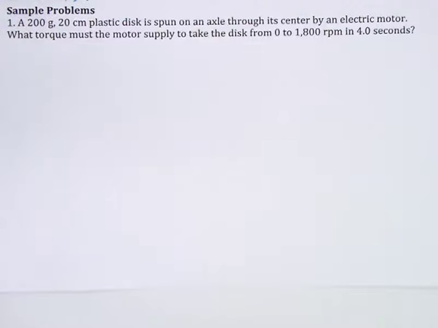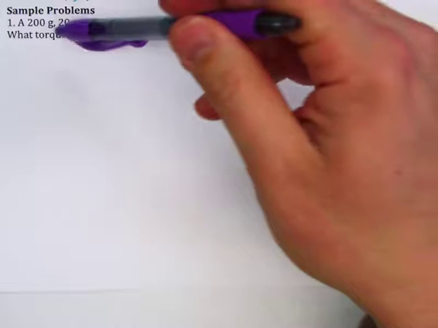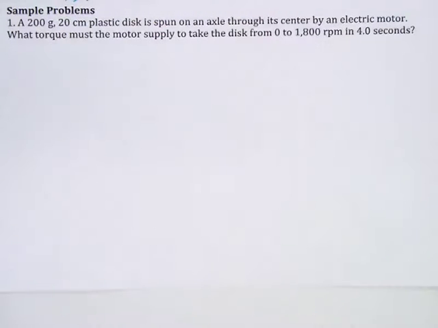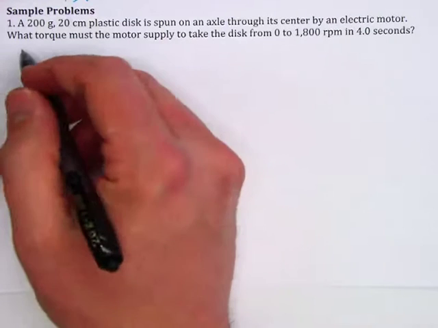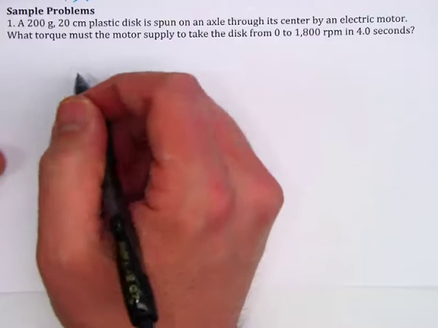Alright, in this video, we're going to take a 200 gram, 20 centimeter plastic disc, and we're going to spin it on its axle through its center by an electric motor. And we want to figure out what torque must the motor supply to take the disc from 0 to 1800 RPMs in 4.0 seconds. So with any rotational dynamics problem, similar to rotational kinematics, we want to start by listing our givens.